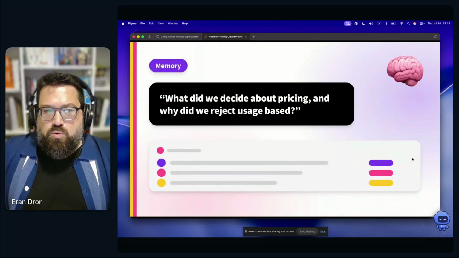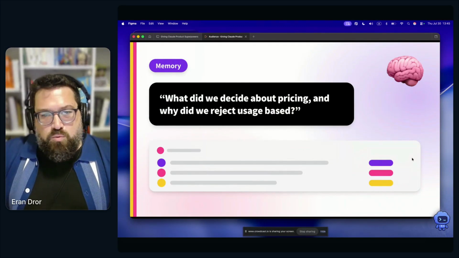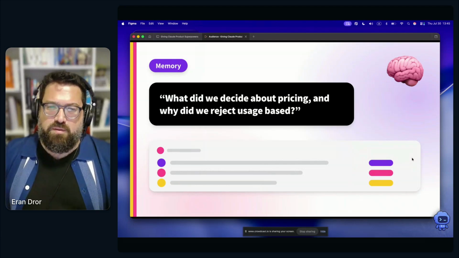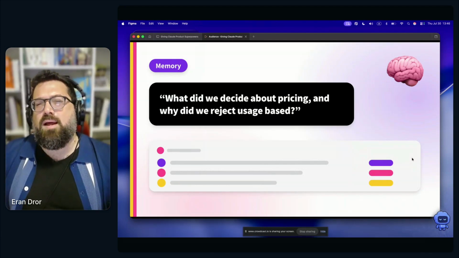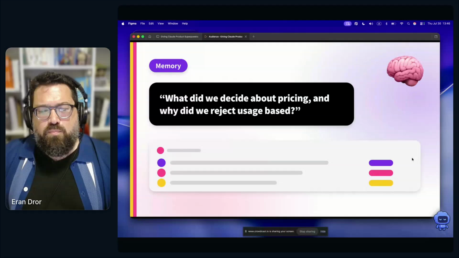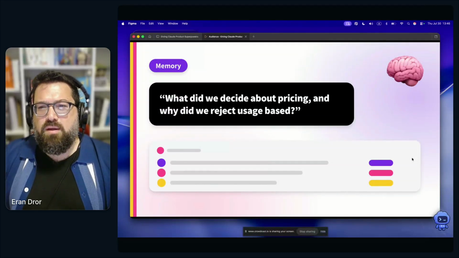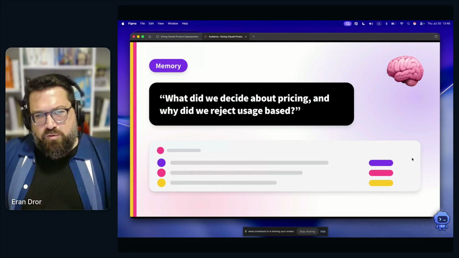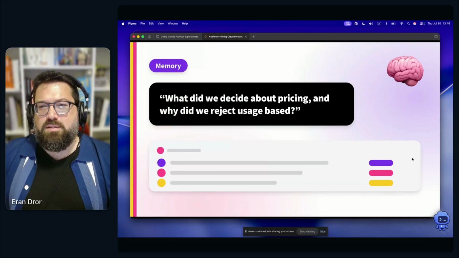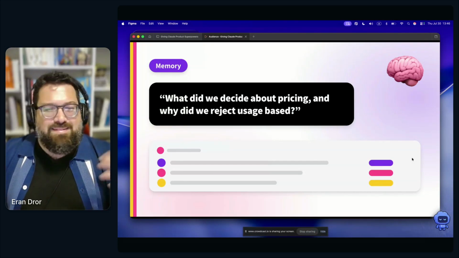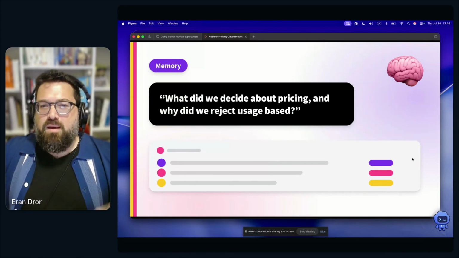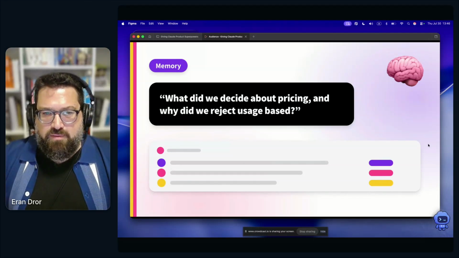You could ask Claude with a memory tool, what did we decide about pricing and why did we reject usage-based? Or, if it's plugged into your sources like Evermuse is, you can ask it something like, what was the top priority of this customer, or what were the top priorities of all the customers from this segment, or what are the patterns that we're seeing over time, or is this pain point still a thing? Is it still being mentioned? Those are the types of things that you can ask from memory.